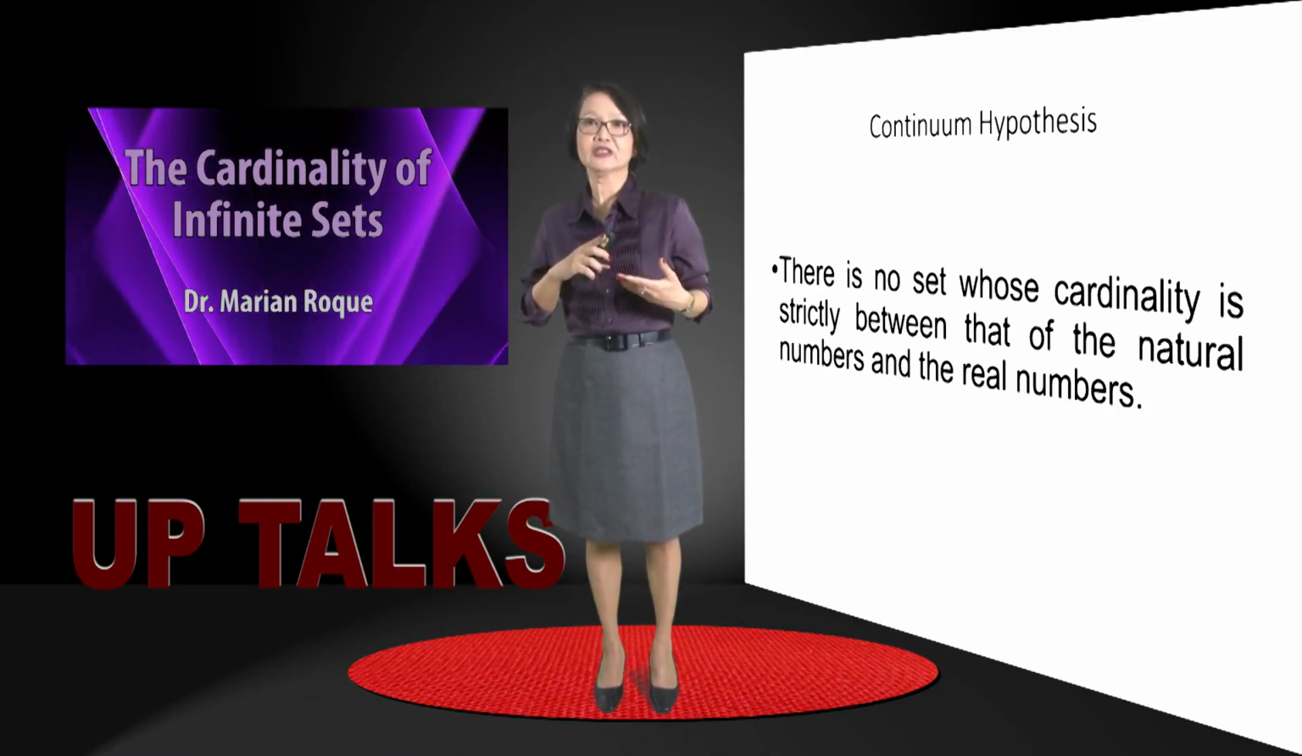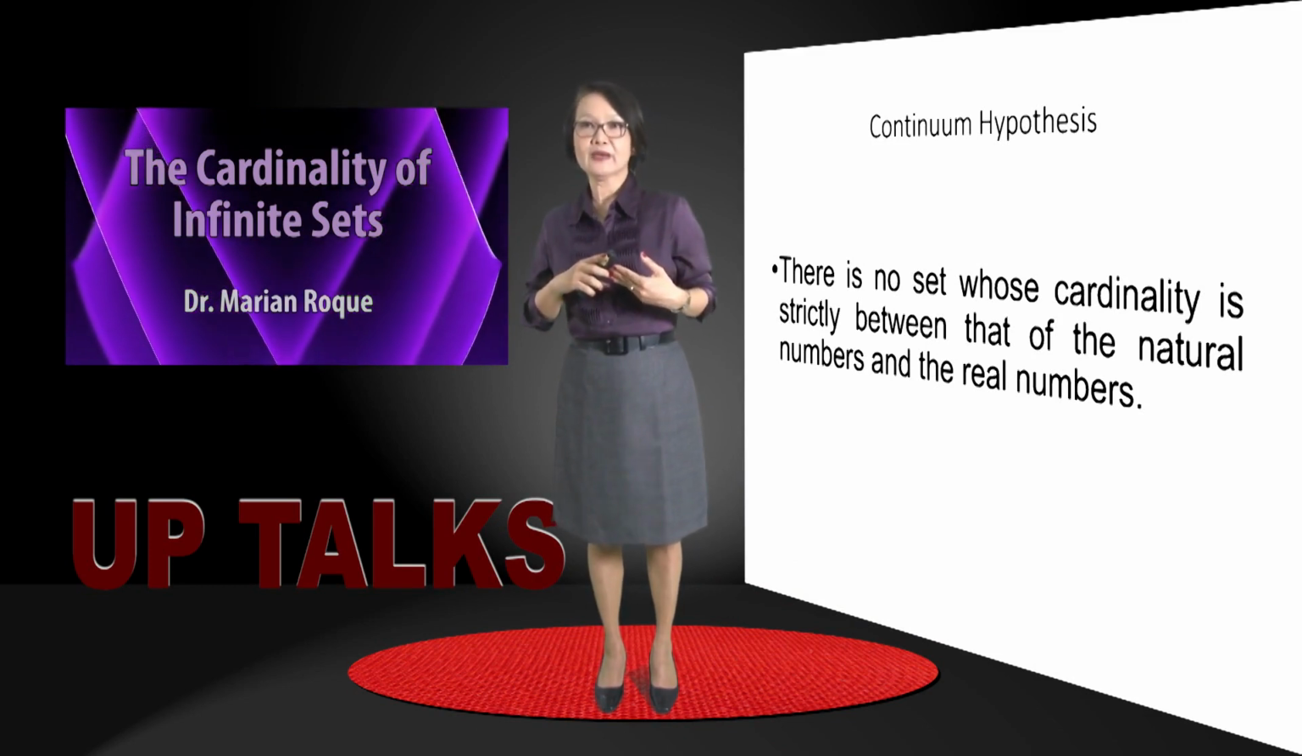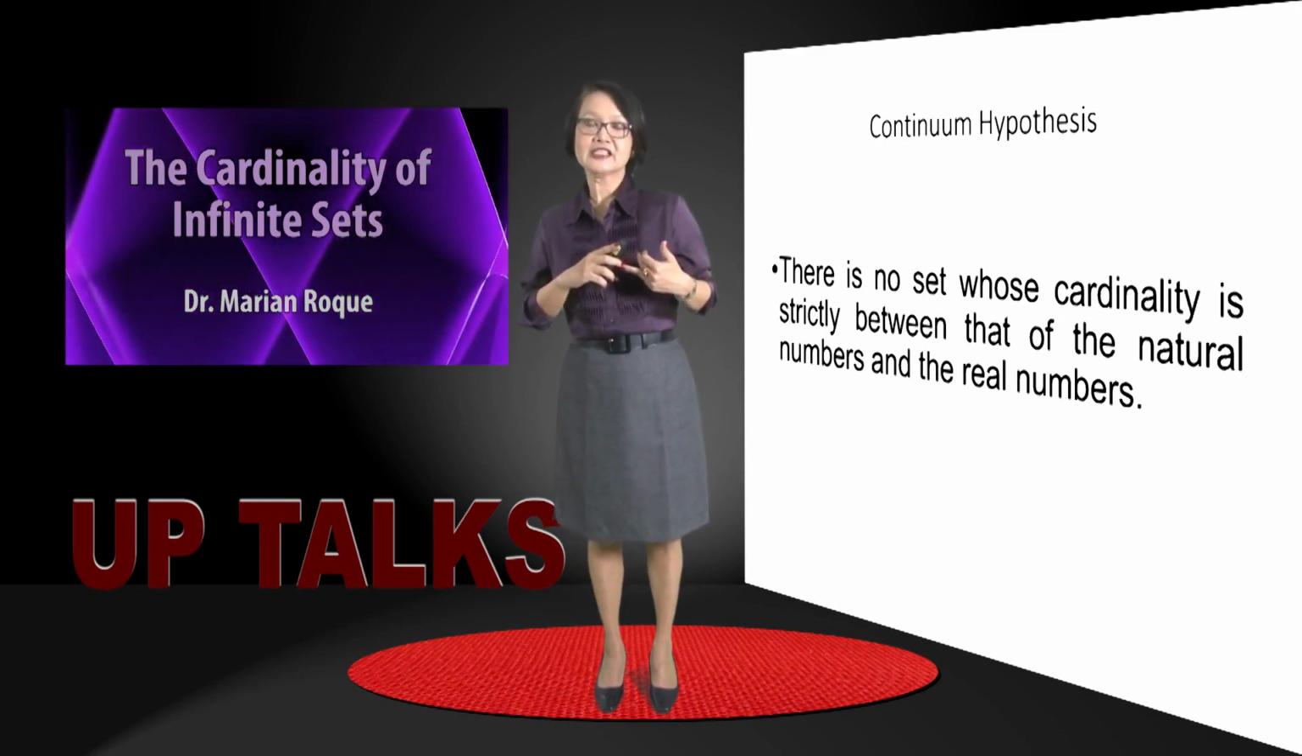But he was able to establish that there are different degrees of infinity. Aleph null is the smallest infinity. It's the cardinality of the natural numbers, and the set of real numbers will have a bigger cardinality, which we now call Aleph 1. Cantor's big question is now called the continuum hypothesis, which states that there is no set whose cardinality is strictly between that of the natural numbers and the real numbers.